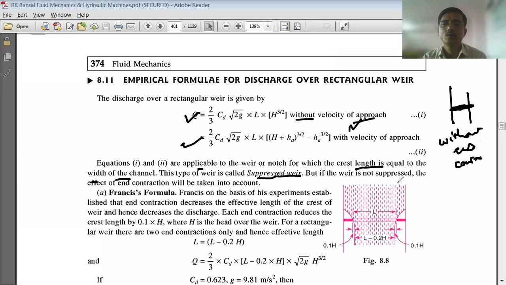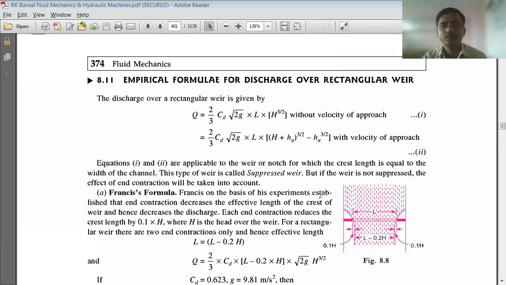पण जर त्या ठिकाणी एंड कॉन्ट्रॅक्शन असेल तर त्या केसमध्ये we have to go for the empirical formulas. ओके, but if the weir is not suppressed, the effect of the end contraction will be taken into account. हा कॉन्ट्रॅक्शनचा इफेक्ट जो आहे तो आपल्याला त्या ठिकाणी कन्सिडर करावा लागतो, कारण लेंथ या ठिकाणी कमी होते. राईट, length is going to reduce here, and if the length reduces then discharge will also get affected, or it will get reduced.